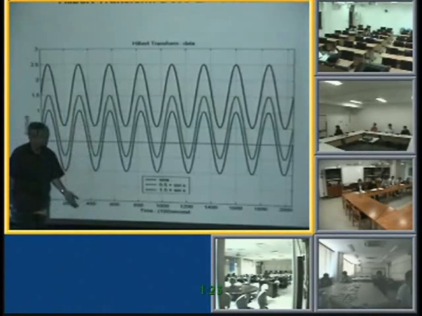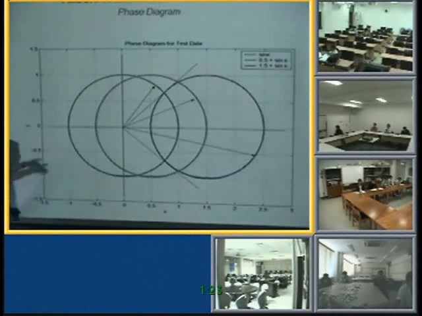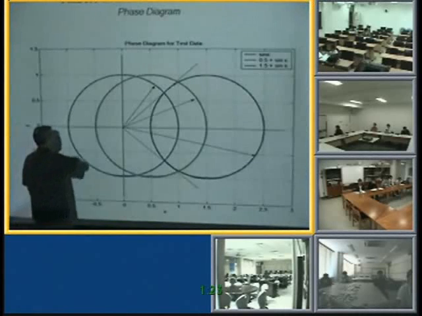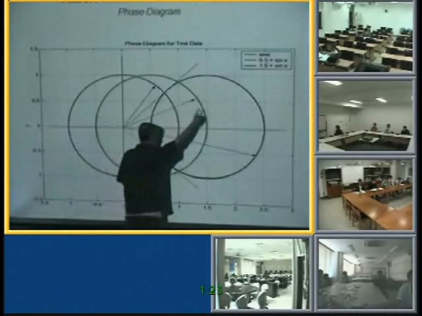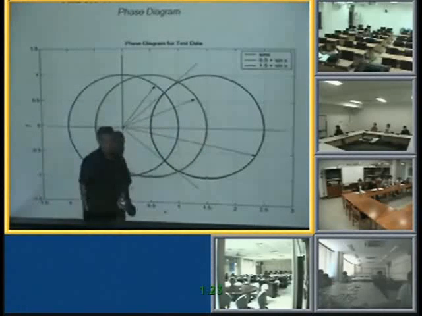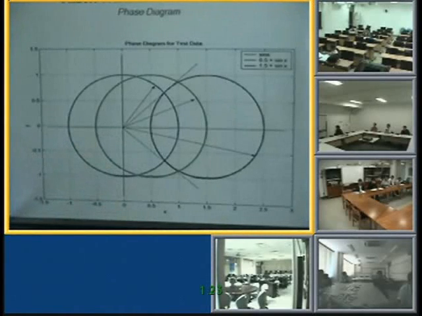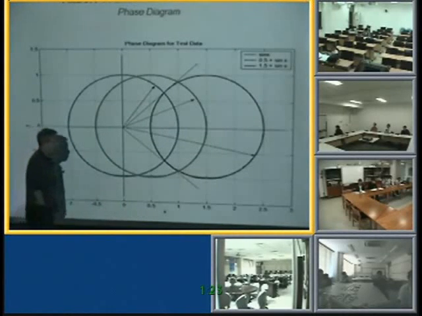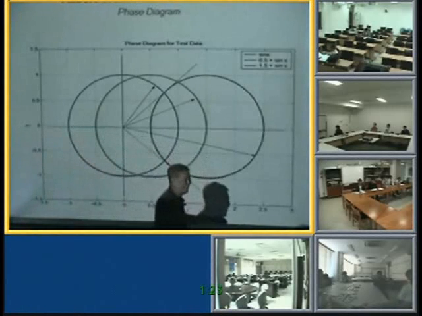They're all sine waves. So if I do a Hilbert transformation to these 3 sine waves, what do I get? I get 3 circles. The blue circle is centered here. The green circle is centered here. The red circle is centered over here. So the Hilbert transformation gives me 3 circles. That's fine. That means it looks like a sine wave. But based on this, if I take the phase angle, then the phase angle will be very different.